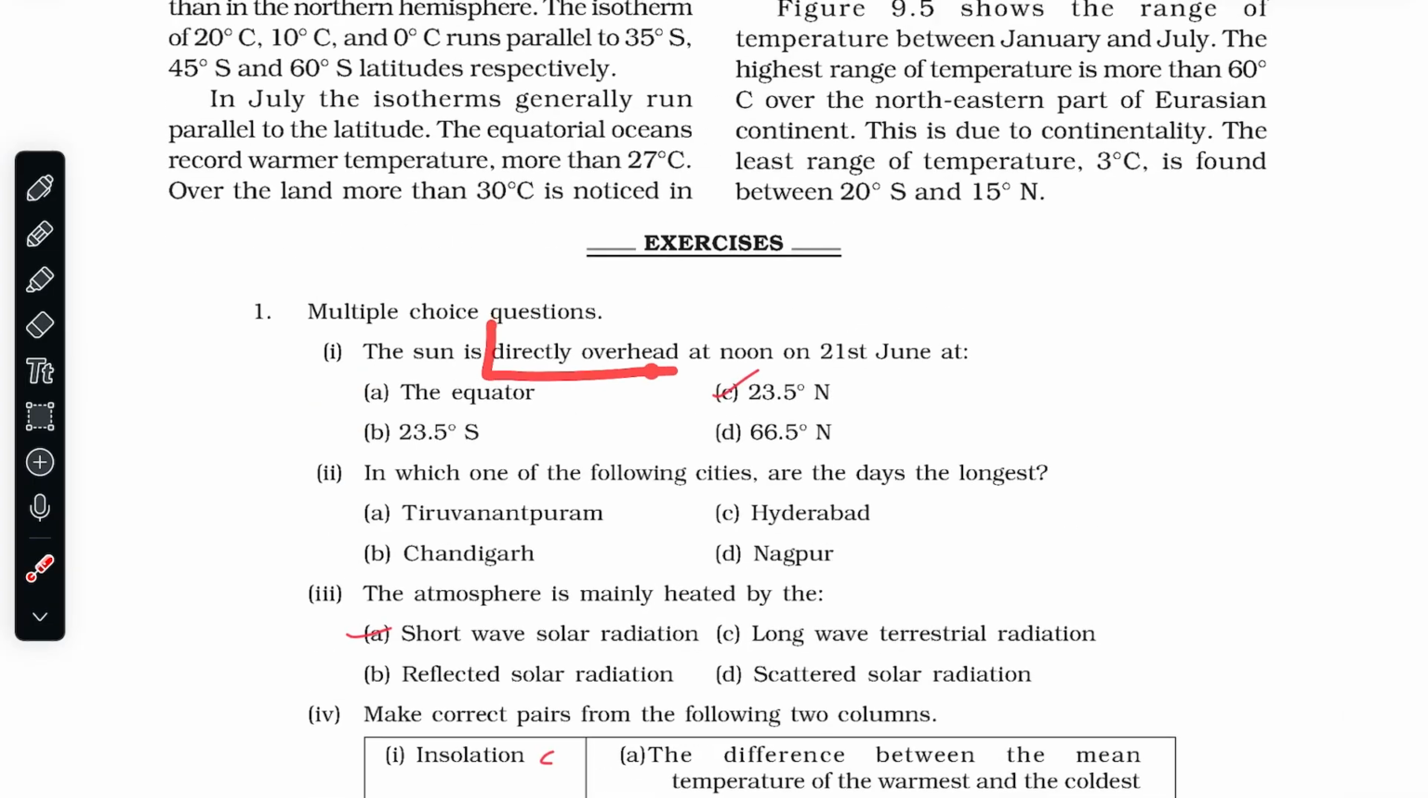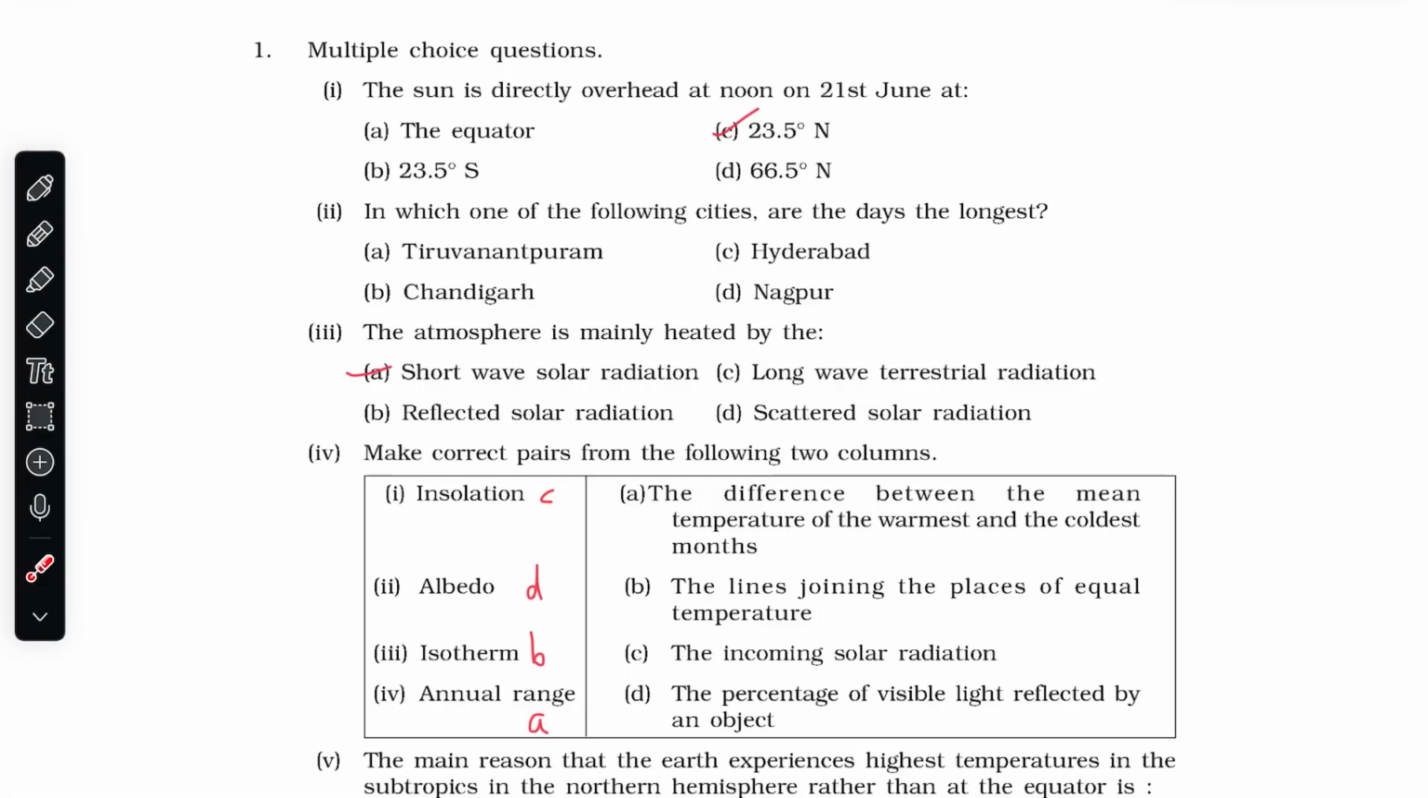Here, the sun is directly overhead at noon on 21st June, the summer solstice. We also have this question: in which of the following cities are the days the longest? We have read earlier that as we go higher in latitude, the length of the day changes. In the northern hemisphere, the length of the day increases. In all of these, Chandigarh is on a higher latitude.